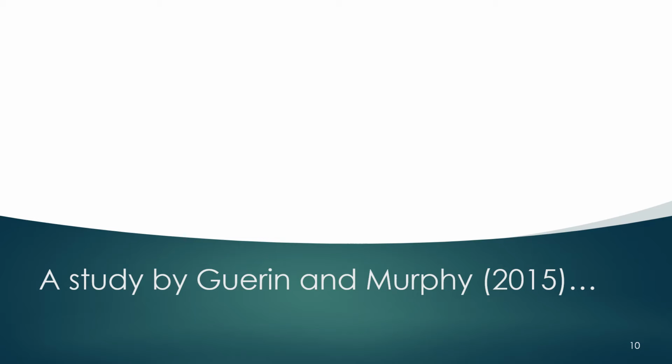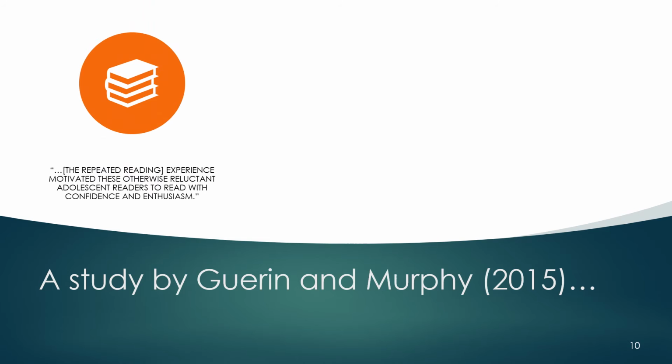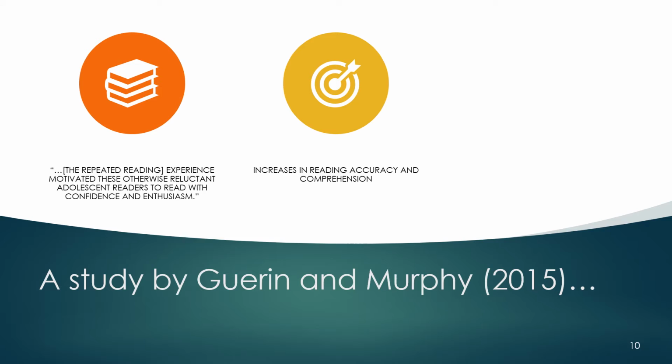A study by Guerin and Murphy found the repeated reading experience motivated these otherwise reluctant adolescent readers to read with confidence and enthusiasm. This same study asked student participants what advice they might give to struggling readers, to which one responded, "Read it over twice," indicating an awareness of the usefulness of the strategy. The study showed an increase in reading accuracy and comprehension, though one of the students did end up reading at a slower pace, perhaps to pay more attention to the content of the text.